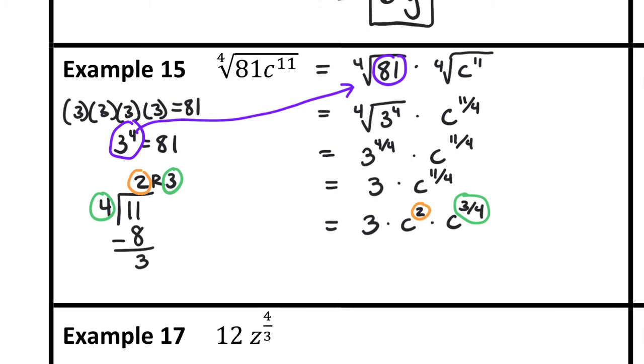Okay, and then the last step, copy the 3, copy the c squared. Then the c to the power of 3/4 can be written in radical form, where we have the root symbol, we have c, and the numerator goes inside, so the 3 goes inside, and the 4 goes in front.